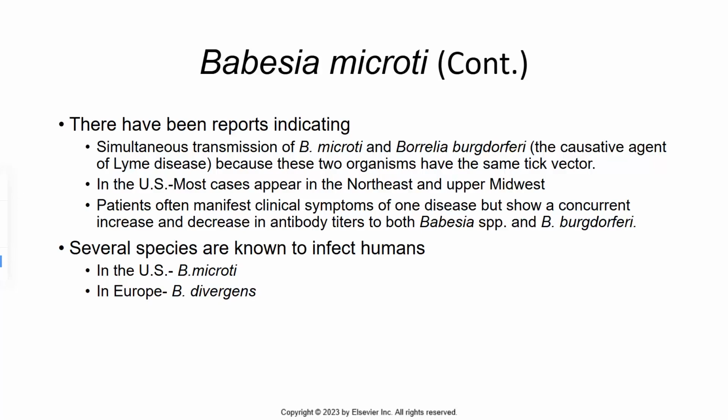In the U.S., most cases appear in the Northeast and Upper Midwest. Patients often manifest clinical symptoms of one disease but show concurrent increased and decreased antibody titers in both Babesia and Borrelia burgdorferi. Several species are known to infect humans. In the United States, it's Babesia microti. In Europe, it's Babesia divergens.